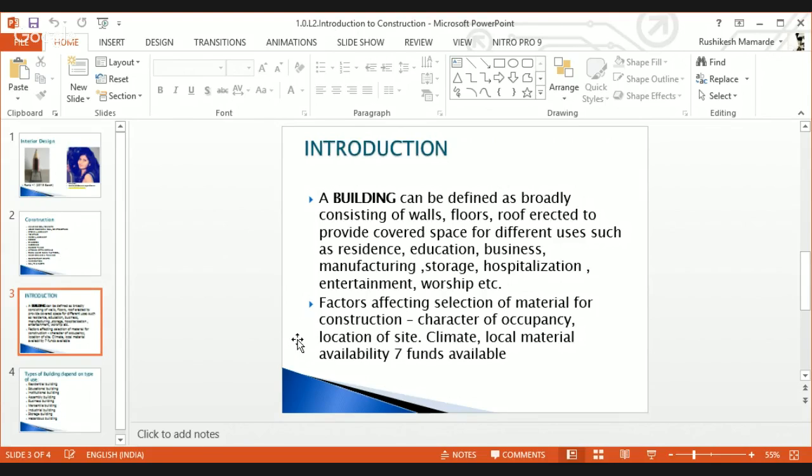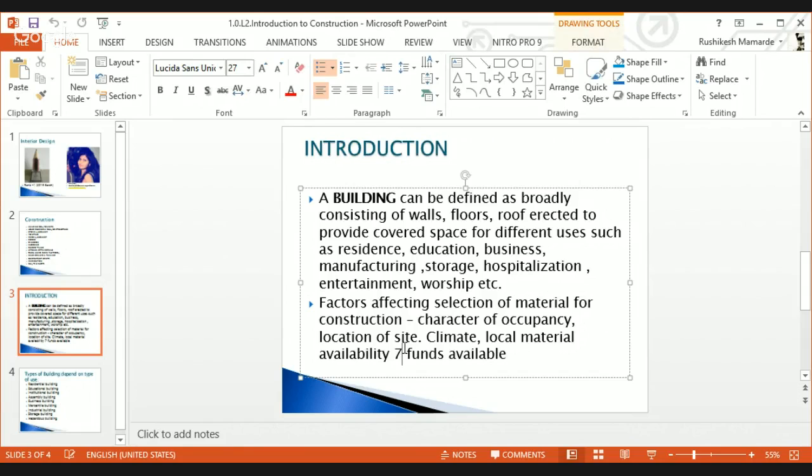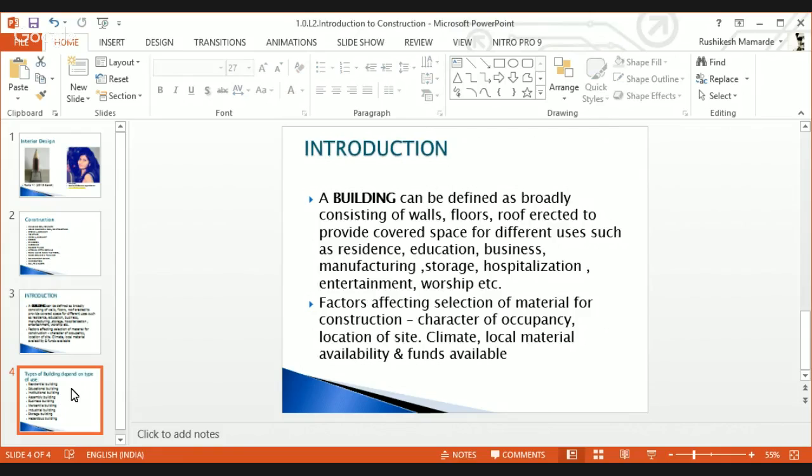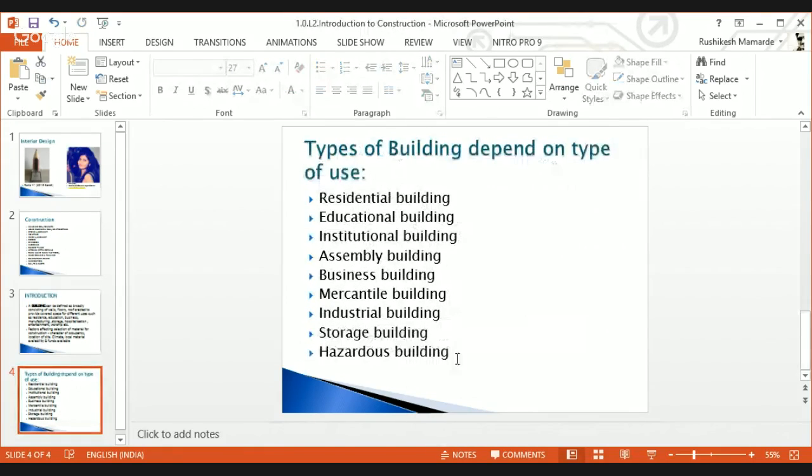Then what are the factors affecting selection of the materials? These are character of occupancy, location of site, climate, local material availability, and funds available. And then the types of buildings. What are they? First is residential building, educational building, institutional building, assembly building, then business building, mercantile building, industrial building, storage building, and hazardous building.